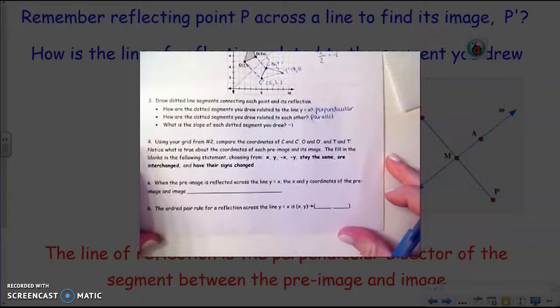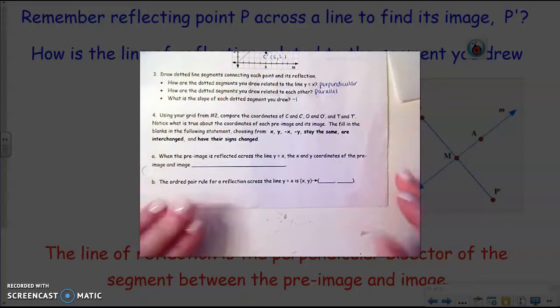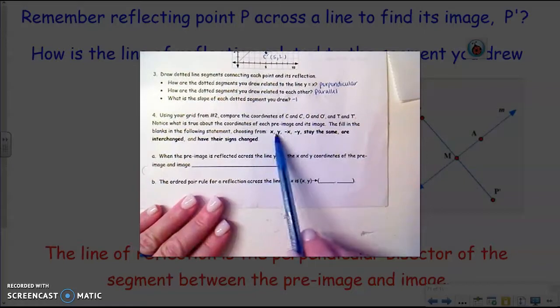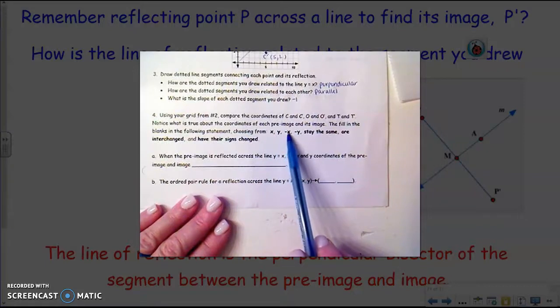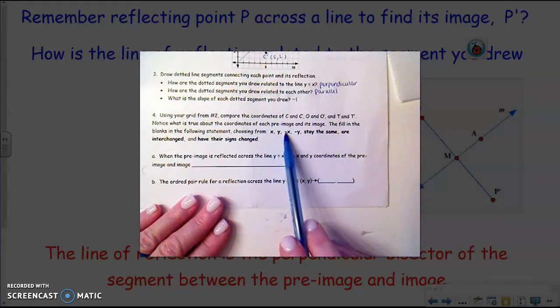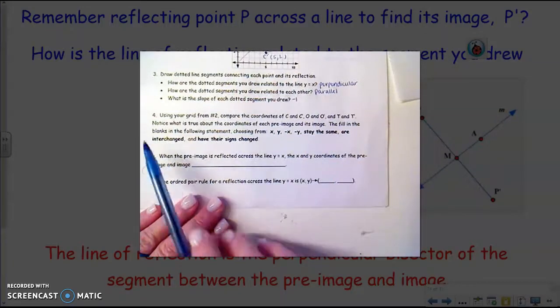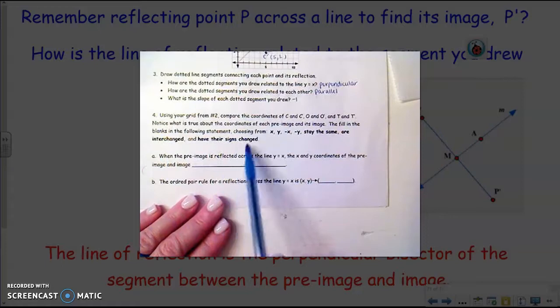So we're going to fill in these statements on number 4, parts A and B, and our word choices are x, y. Now you might read that as negative x, but I really want you to get in the habit of calling that opposite x, because the original x may be negative and this sign makes it become positive. So this is x and y, the opposite of x, the opposite of y. The phrases stay the same, are interchanged, and have their signs changed.